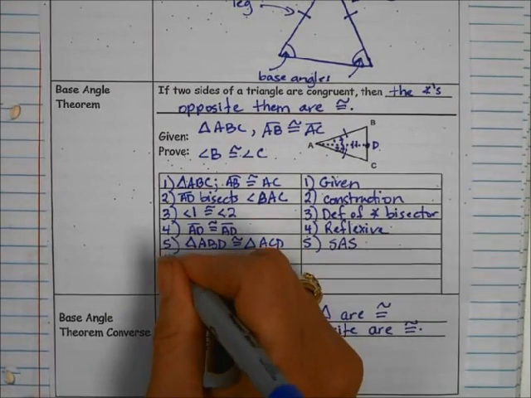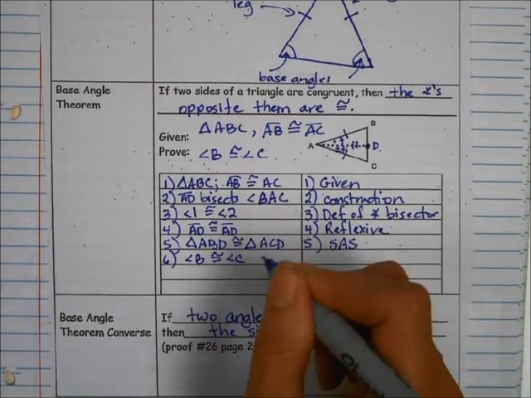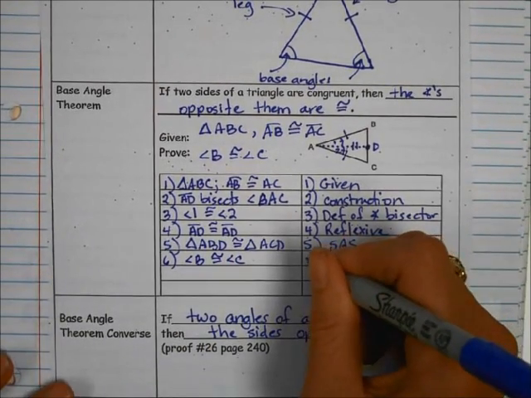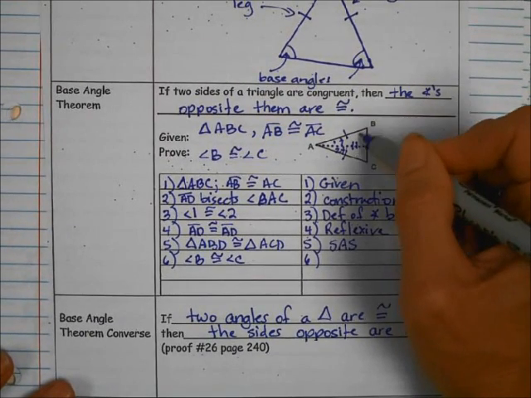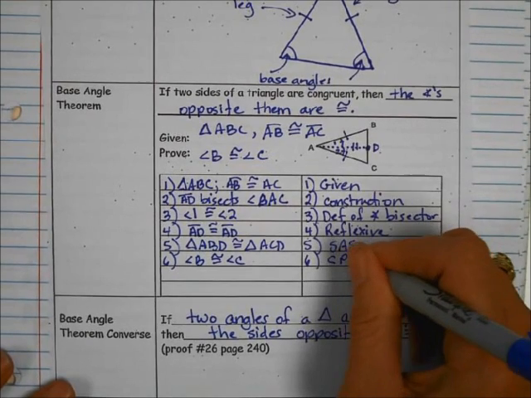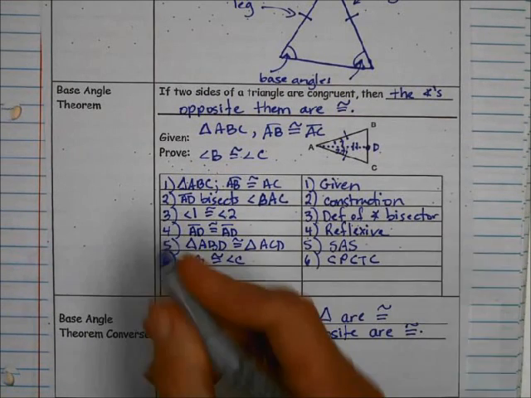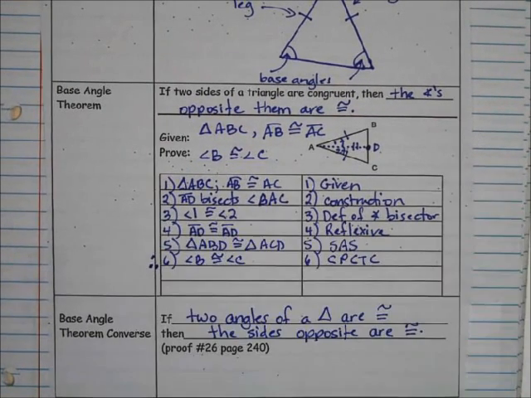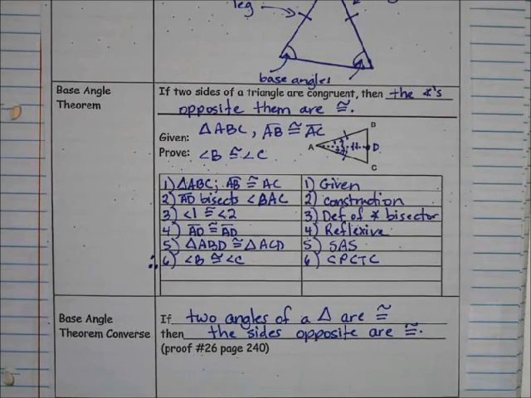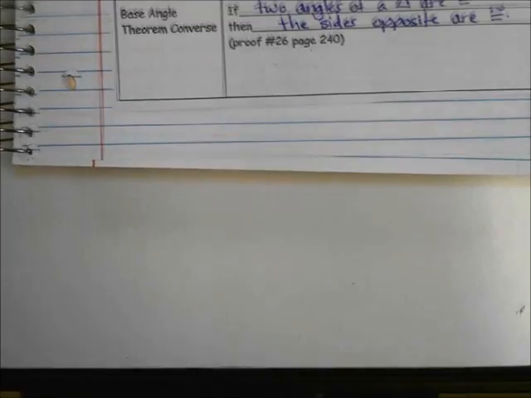And then from there, I know that angle B is definitely congruent to angle C, because those two triangles are congruent now, so for sure their parts are congruent. CPCTC. Corresponding parts of congruent triangles are congruent, and that's a therefore. If you need to see that again, then of course rewind it. Otherwise, we're going to move on. The base angle theorem.